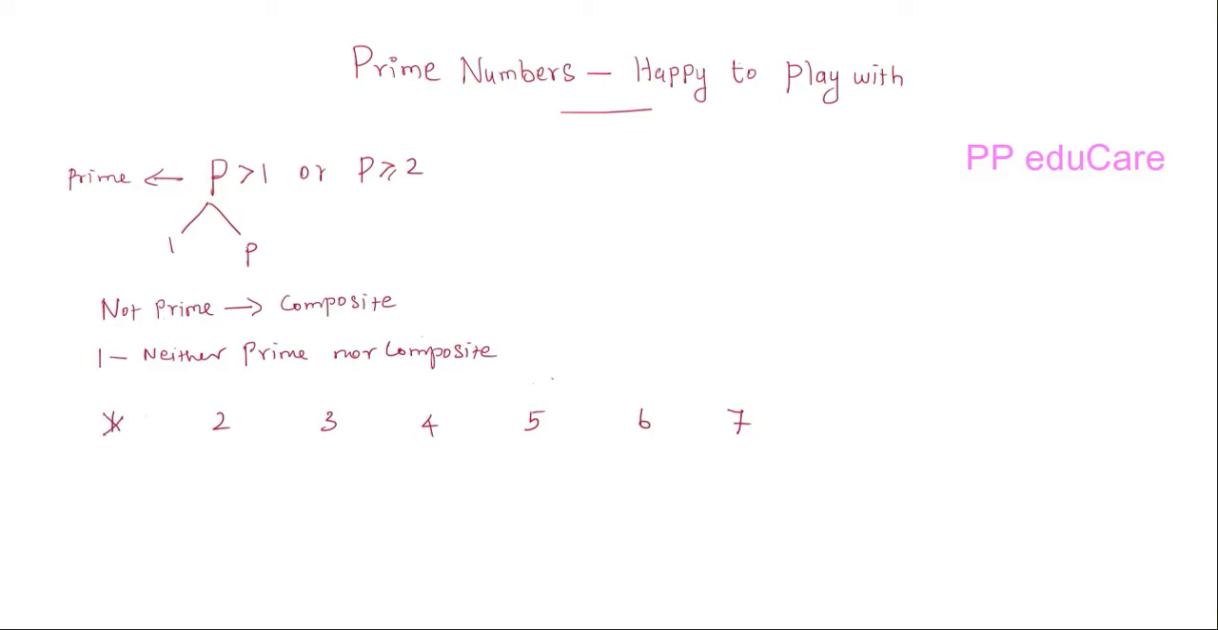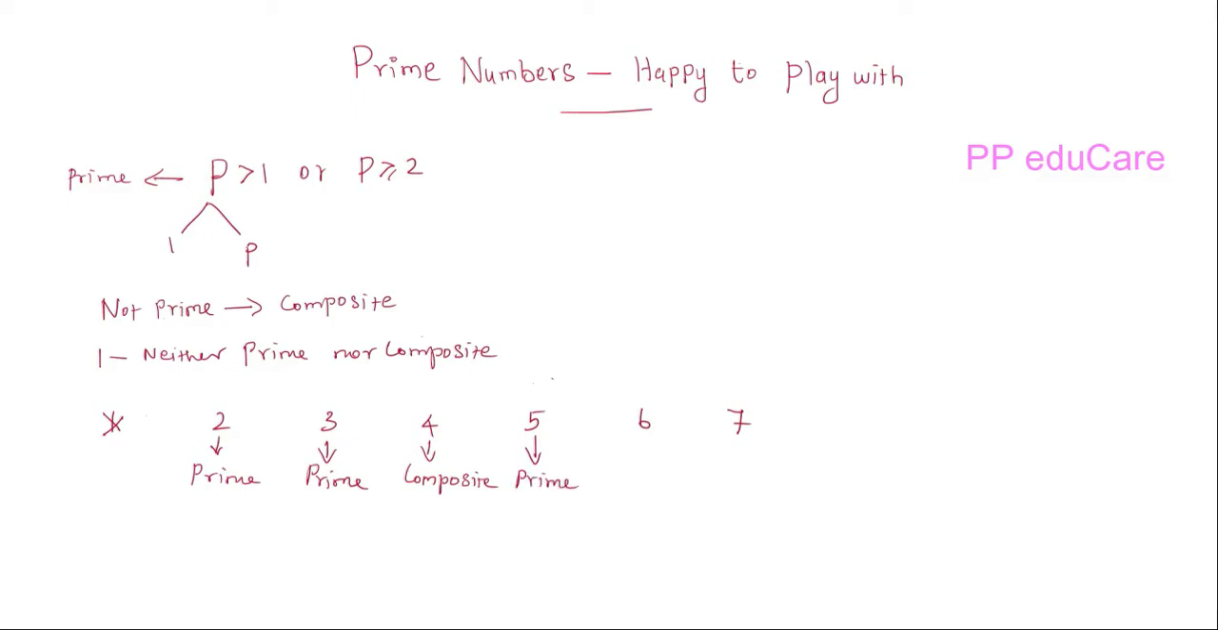Since 2 has no factors other than 1 and 2, 2 is prime. Since 3 has no factors other than 1 and 3, 3 is prime. Since 4 has a factor 2 other than 1 and 4, 4 is a composite number. Since 5 has no factors other than 1 and 5, this 5 is prime.